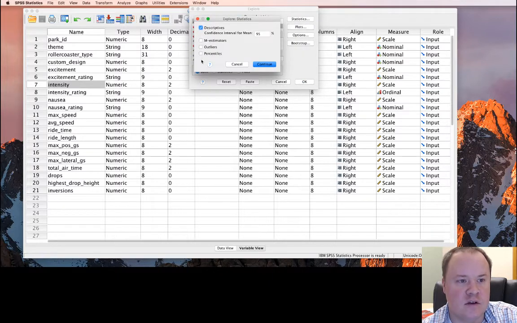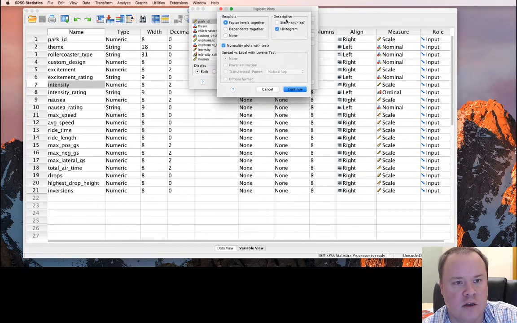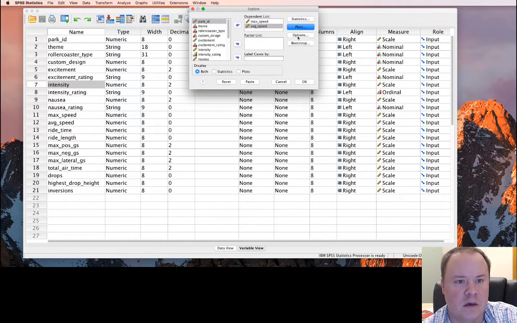Under statistics, you could select these other things if you want to. The outliers, percentiles, I am not that interested in those right now. There are other ways to get that information. And by default, this comes as checked with stem and leaf plot. As I mentioned in a previous video, I don't like stem and leaf plots very much. I prefer histograms. You can include the stem and leaf plot if you want, just to see what it looks like. Normality plots with test, go ahead and check that. That is not checked by default, and I'll walk through what that means here in a moment.